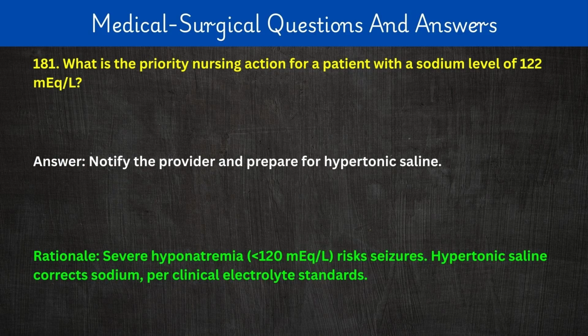What is the priority nursing action for a patient with a sodium level of 122 milliequivalent/L? Answer: notify the provider and prepare for hypertonic saline. Rationale: severe hyponatremia, less than 120 milliequivalent/L, risk seizures. Hypertonic saline corrects sodium, per clinical electrolyte standards.